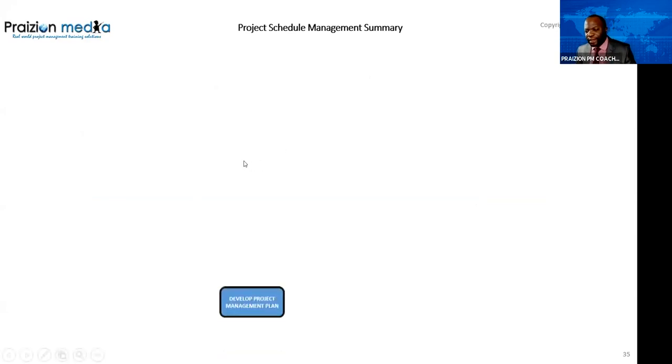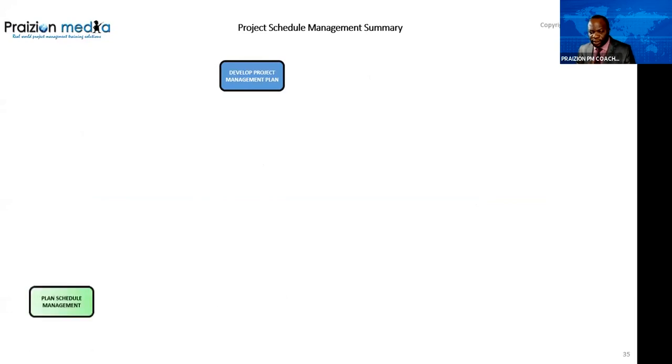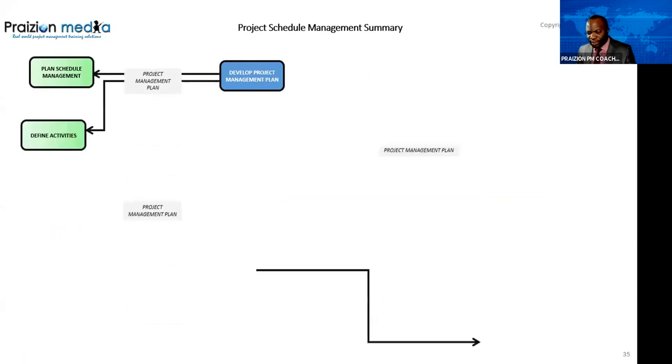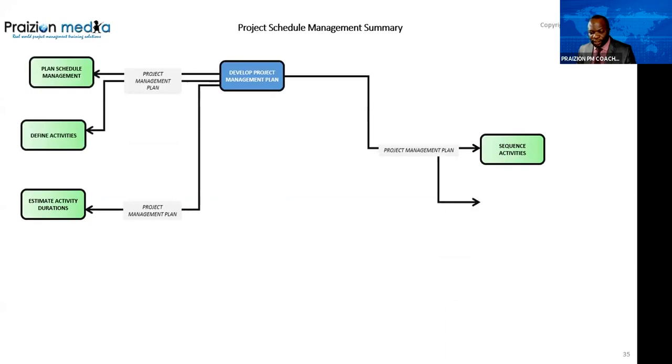So I was saying the develop project management plan process fuels all of the processes in scheduling. So plan schedule management, define activities, sequence activities, estimate activity durations. They all use the project management plan because it contains the schedule management plan, okay?